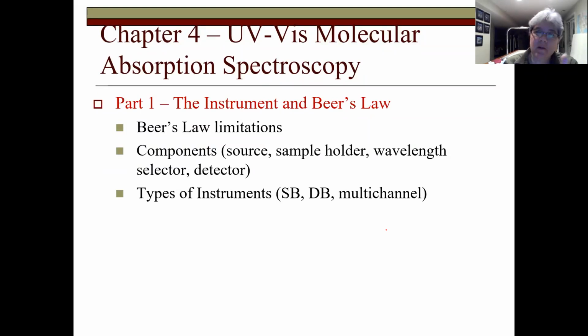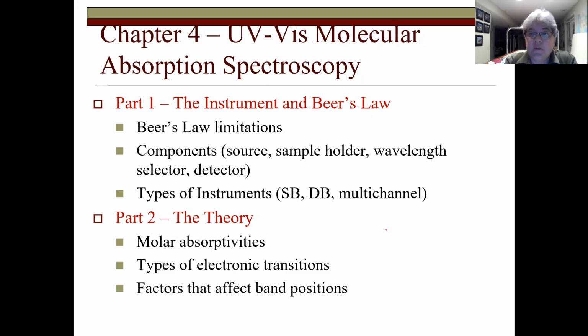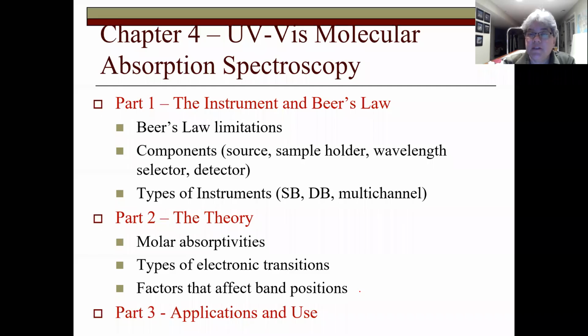Remember I told you for all of these instrument chapters, we'll always be looking at the instrument. So we looked at that the last couple times: Beer's law and the components, what's inside the instrument, the types. We'll look at the theory. And last time we looked at molar absorptivities, what they are and what the size of the numbers means. Today we'll be looking at the types of transitions and a few factors that affect where your peak maximum is. And then we'll look at applications and how we actually use this method.